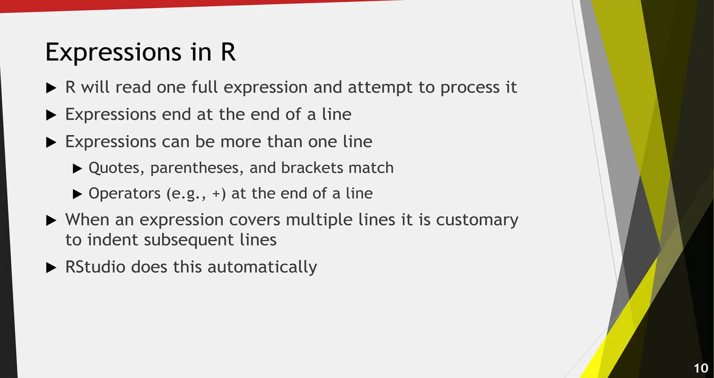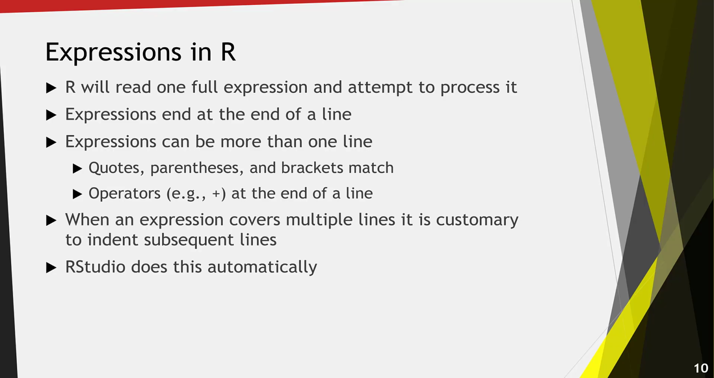Obviously, you're going to want to construct more complicated expressions in R than just 2 plus 2. So how does this work? R is going to read one full expression at a time and attempt to process it. Expressions end at the end of a line. Expressions can be more than one line. The requirements for this are that quotes, parentheses, and brackets match. So for every left parenthesis you have, you're going to need a right parenthesis, even if it crosses lines.